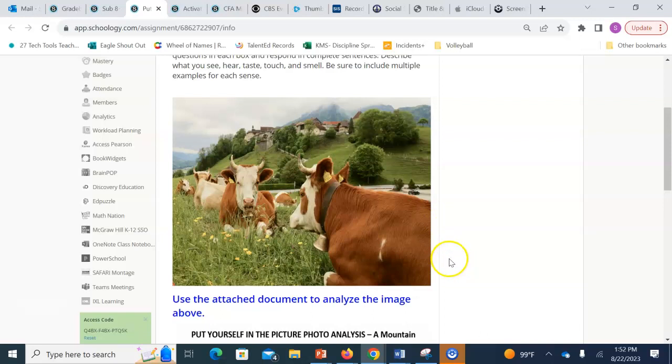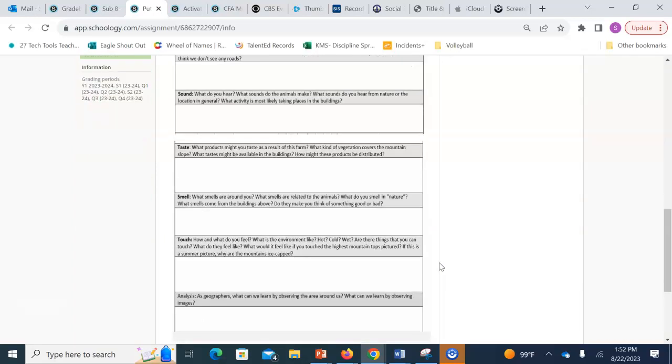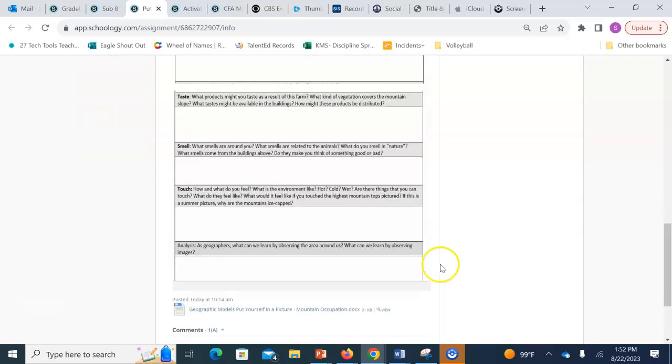All right, so this last one is touch. What are things that you can touch? Take a moment to type down the different things that you can touch, answering in complete sentences. And then our last part is an analysis. So as geographers, what can we learn by observing the area around us? Today we did a practice in using our senses to check out things around us. How as geographers can we do that in an area? And then what can we learn by observing images?